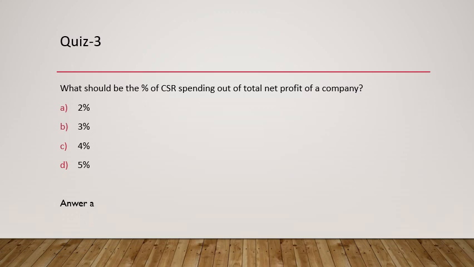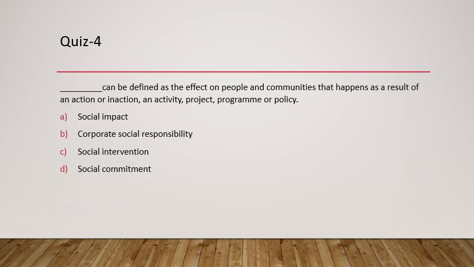Now let me move on quickly to quiz 4, which is trying to assess your understanding of a concept, and you can see a fill in the blank which is there, and then there's a statement which is mentioned: can be identified as the effect on people and communities that happens as a result of an action or inaction, an activity, project, program, or policy. Now you have four options: social commitment, social intervention, corporate social responsibility, and social impact.